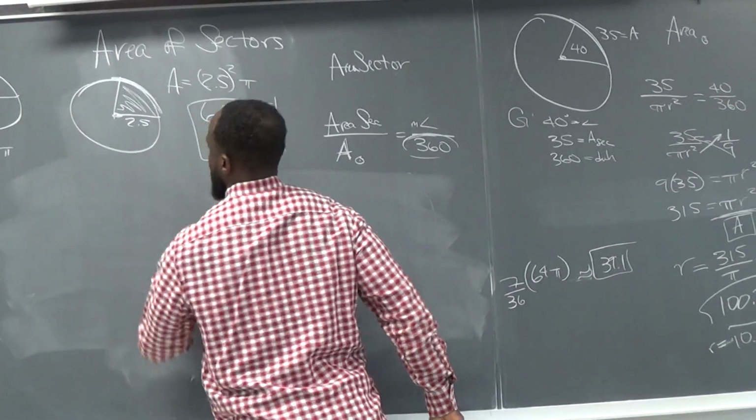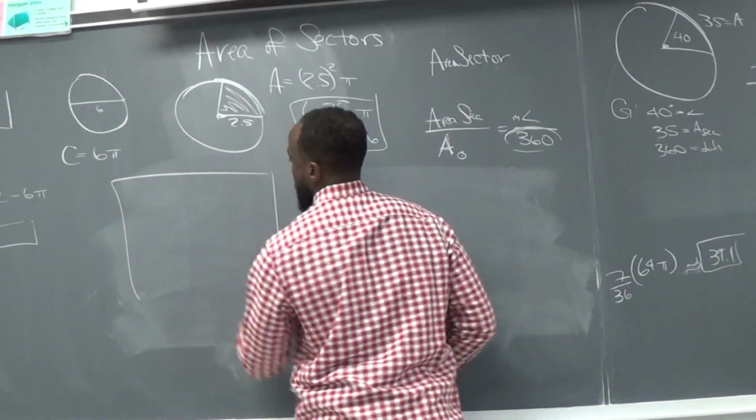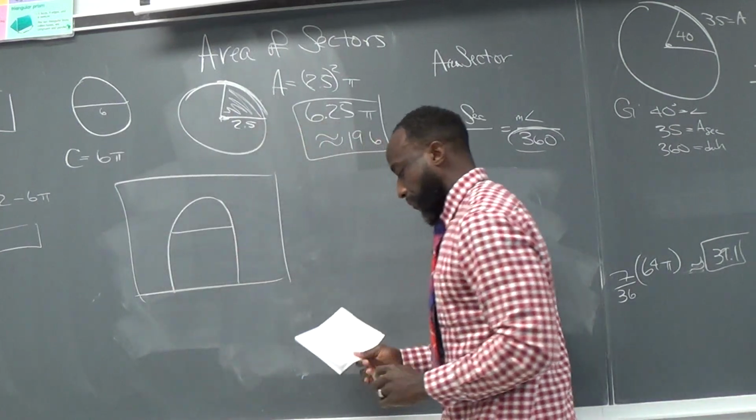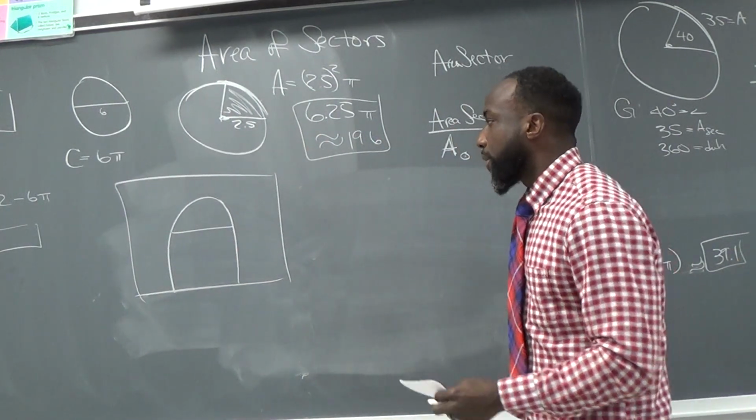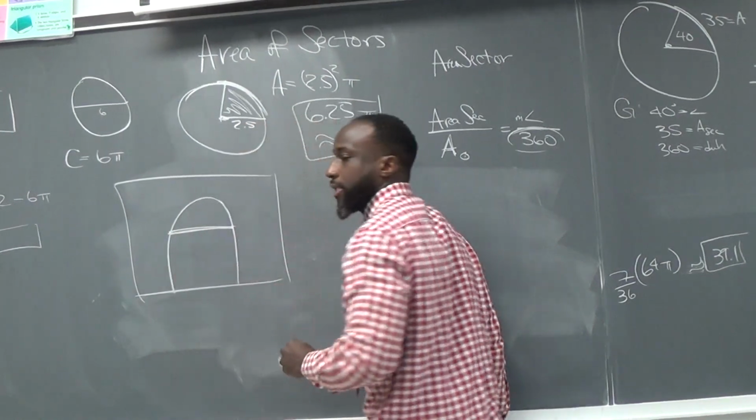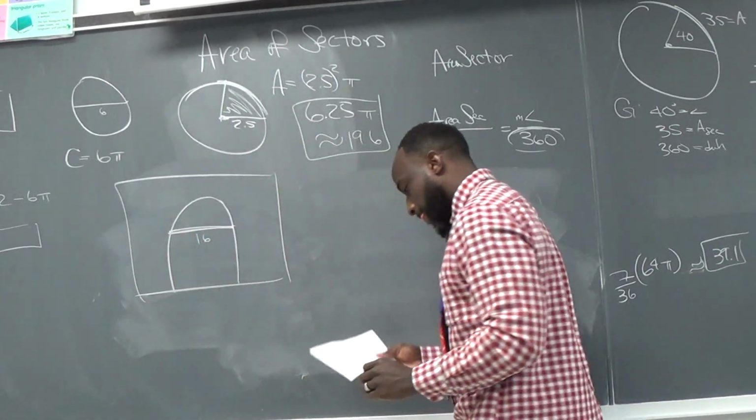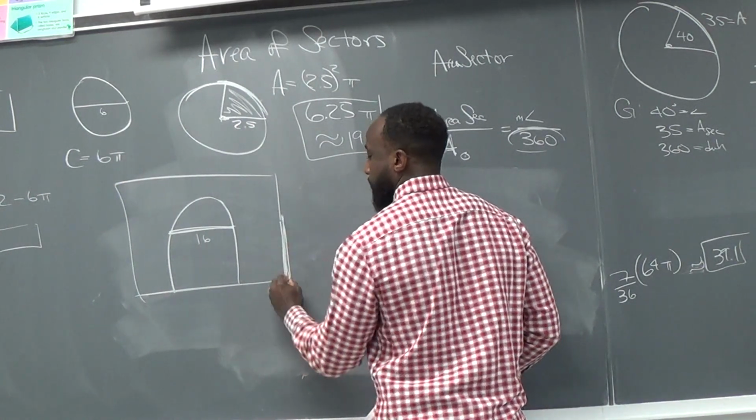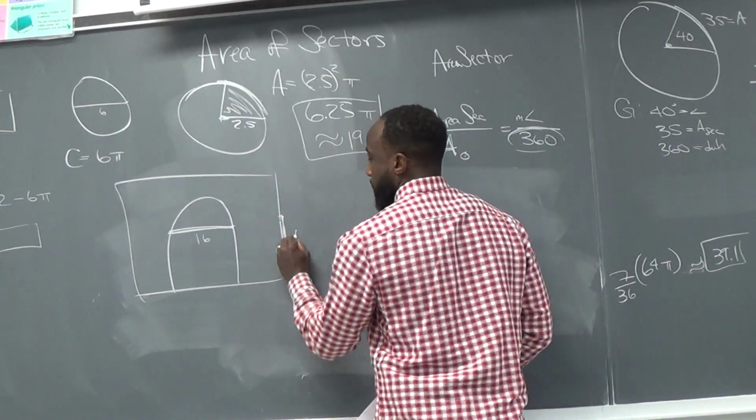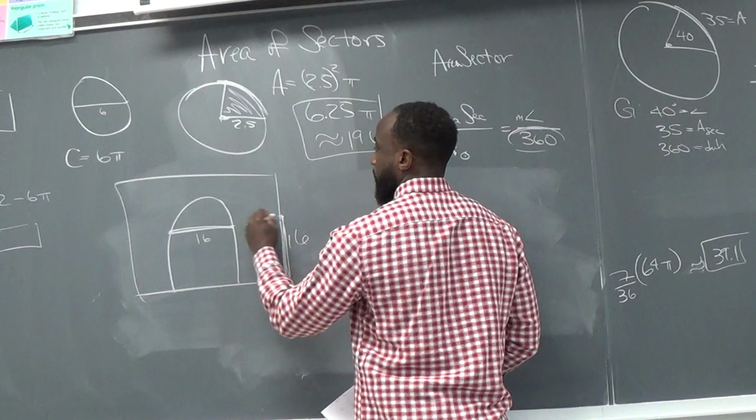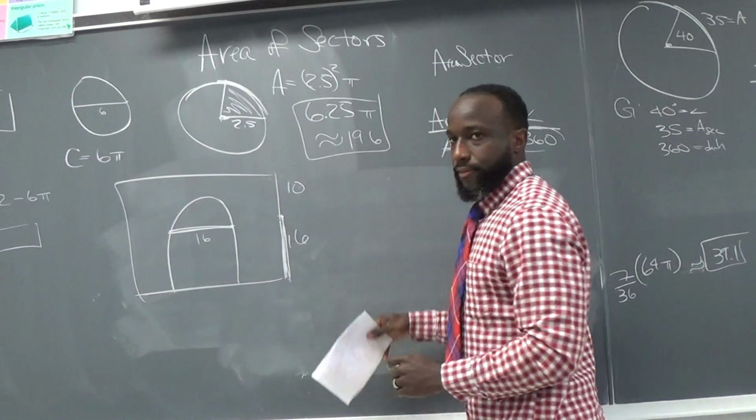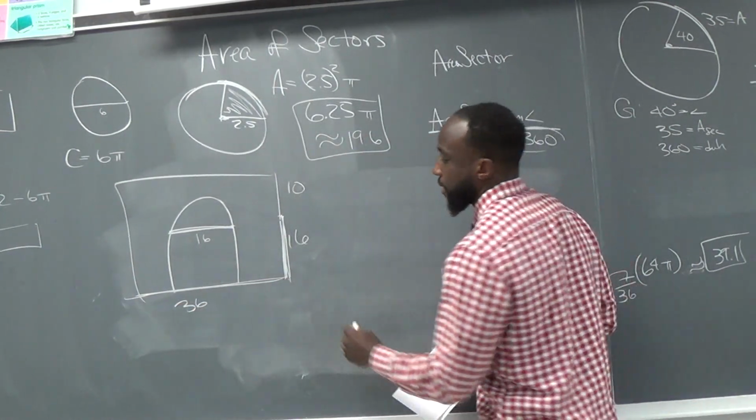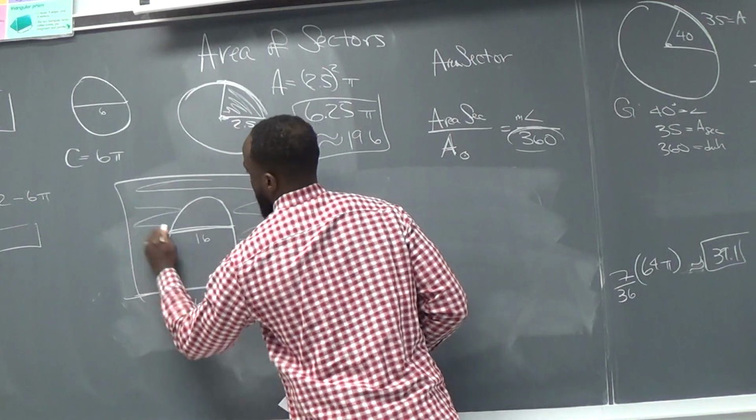So this is the problem you might see on your homework. We got the half court, basketball, free throw line. If the length of the free throw line is 16, and the height from the baseline to the free throw line is 16, and from the free throw line to half court is 10, and the whole baseline is 36, we want to know the measure of the shaded region.